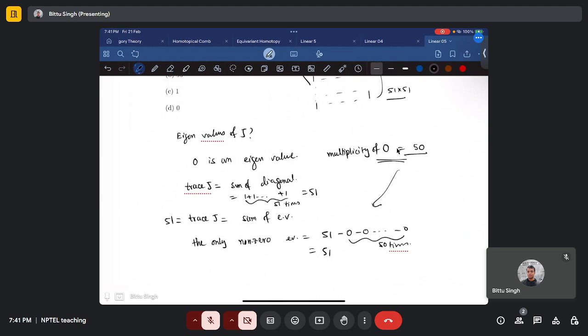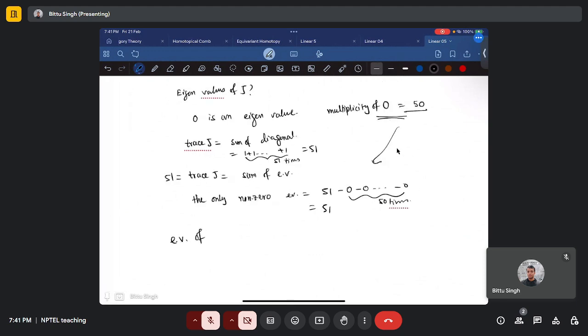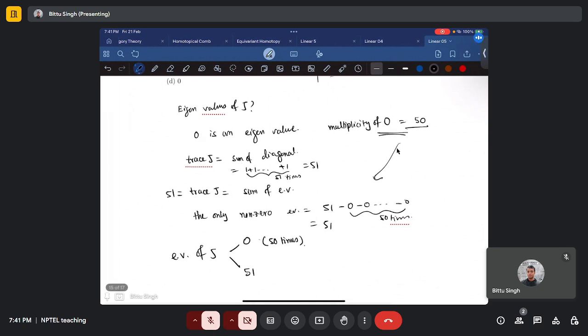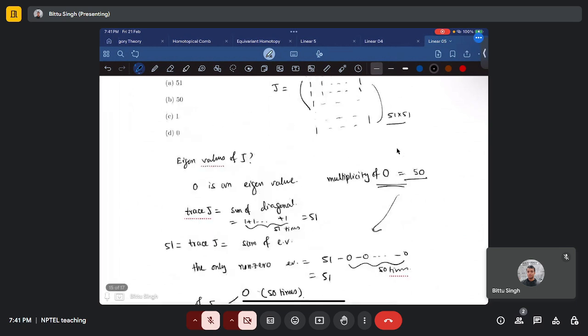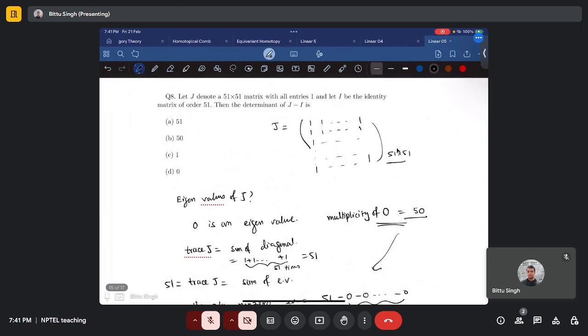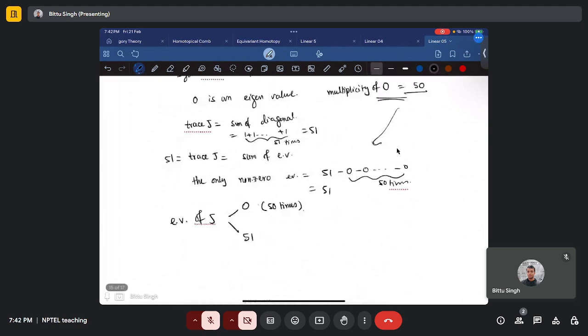So the eigenvalues of J are either 0 or 51. 0 occurs 50 times. This is called algebraic multiplicity. Now, what is the determinant of J minus I?